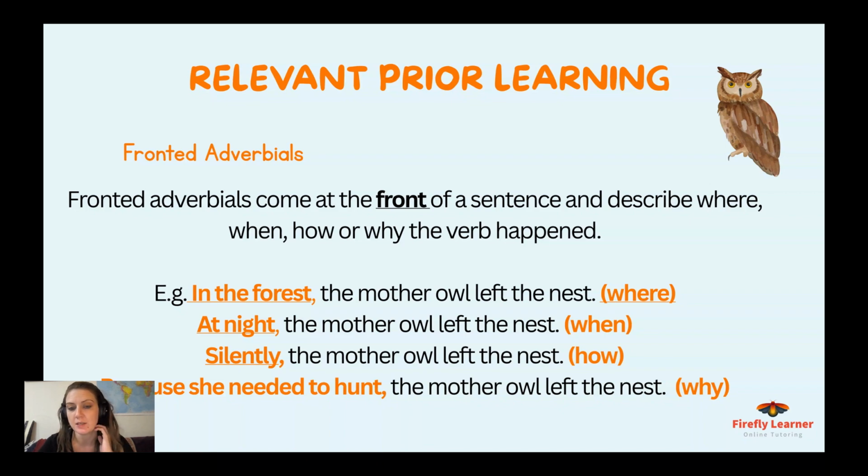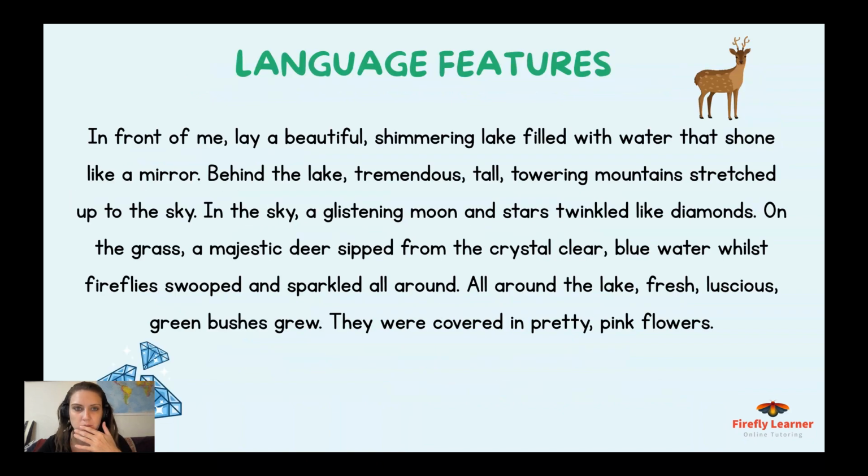We can also use fronted adverbials to tell us why somebody did something. Because she needed to hunt, the mother owl left her nest. Why did she leave her nest? Because she needed to hunt. So they've been put at the front of the sentence, and notice that fronted adverbials are followed by commas, and they give us extra information about the verb, either telling us where, when, how, or why the verb happened.